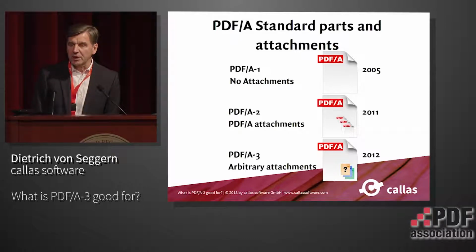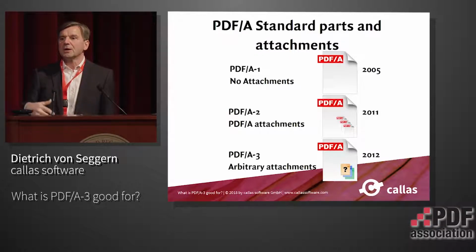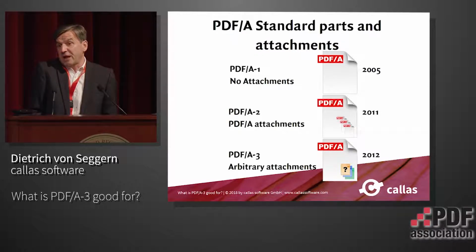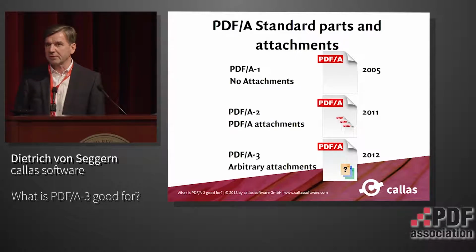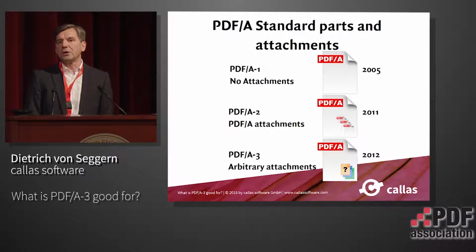Then when PDF A2 was designed, people at ISO sat together and said, okay, now that it became possible in PDF 1.7 to have attachments in a PDF file, maybe that's a good idea in PDF A2 as well, so they allowed them. But they also said, in an archive format, I would only want to have archivable attachments. So the committee decided that PDF A2 only allows other PDF A files.